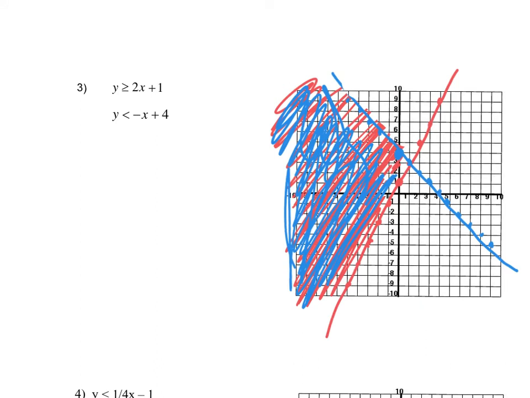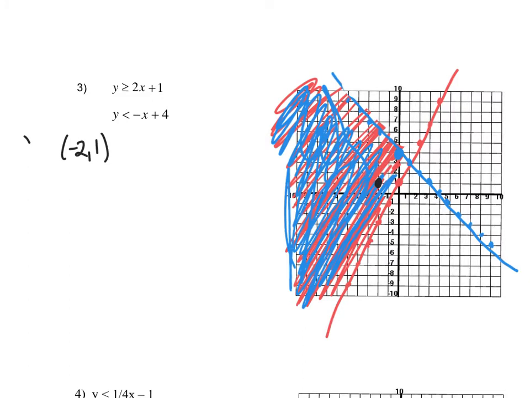What's a point that's within both of these shadings? Anything. 2, -1. That would be right here. Maybe -2, 1. Okay, so right here. Let's try that. So -2, 1.